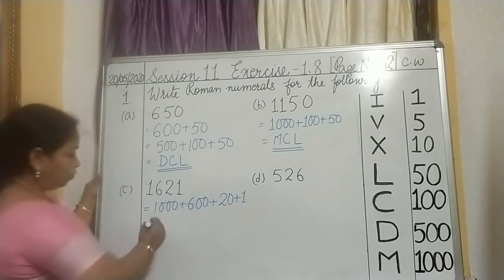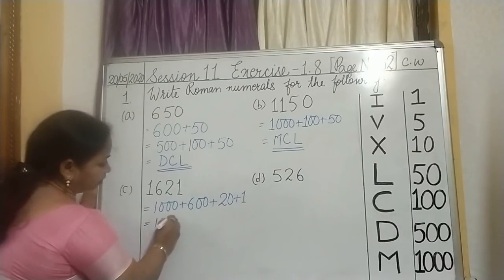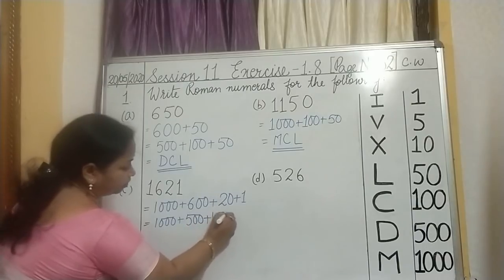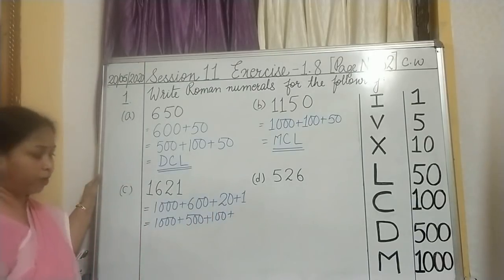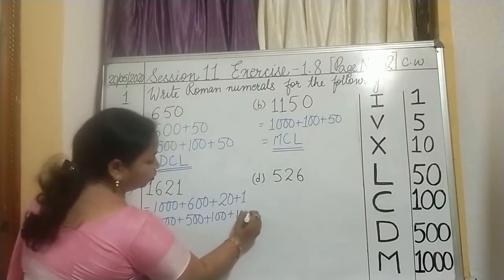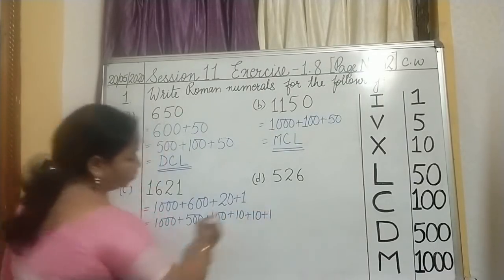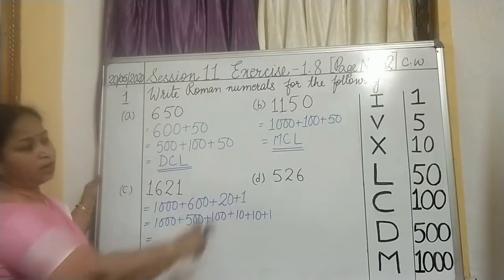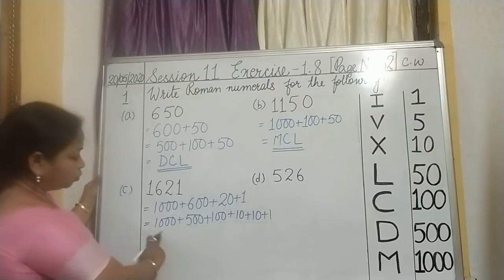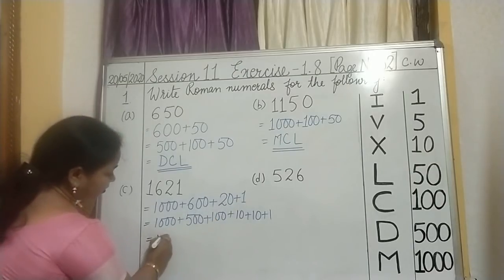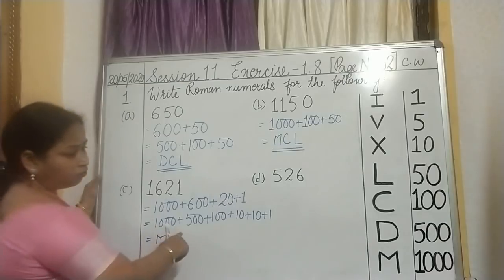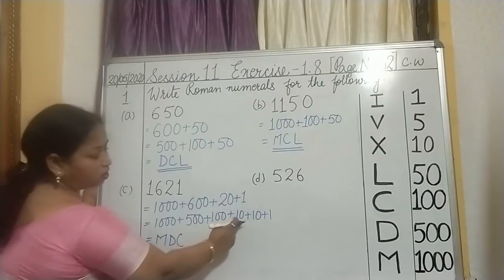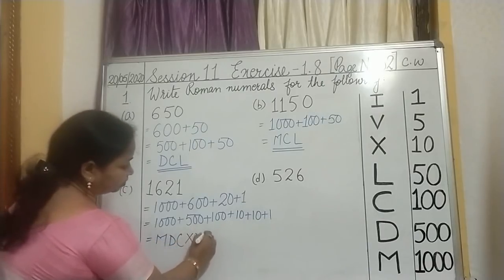Fine. We don't have a symbol for 600. So what am I going to do? I will break it further as 500 and 100. We do not have the symbol for 20. So I will break it further as 10 and 10 and then 1. Now whatever is written over there, each one has some other symbol. So M stands for 1000, 500 is D, 100 is C, then what? 10 and 10, double X, then I.